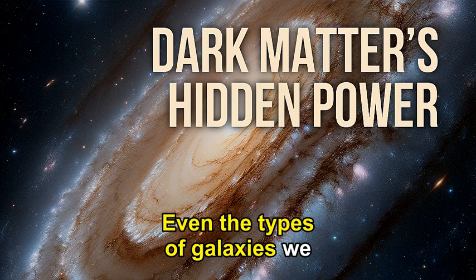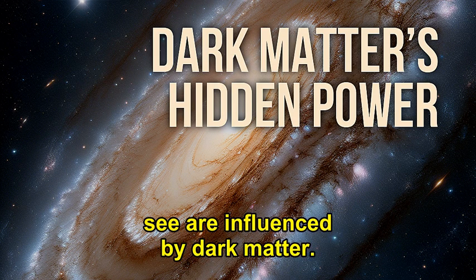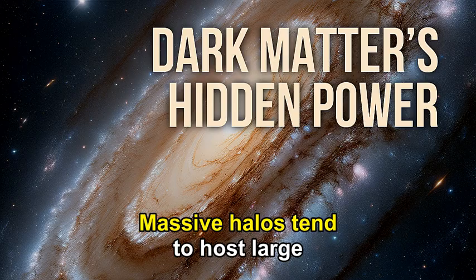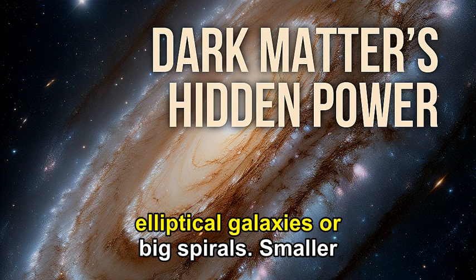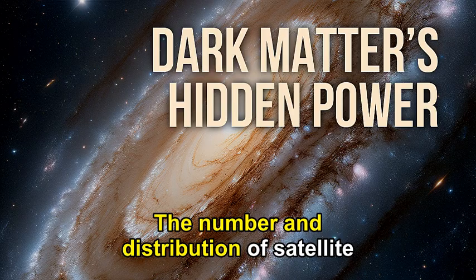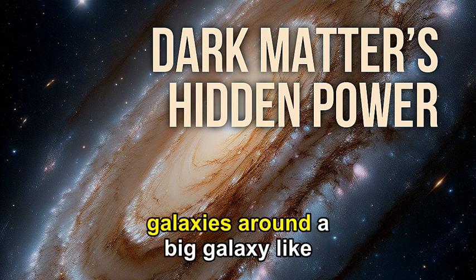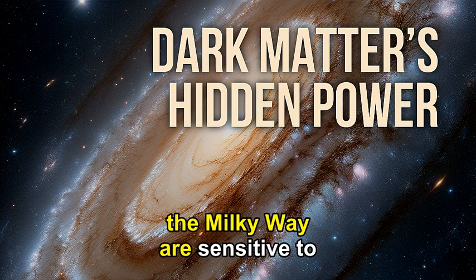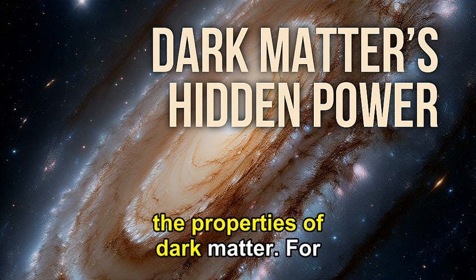Even the types of galaxies we see are influenced by dark matter. Massive halos tend to host large elliptical galaxies or big spirals. Smaller halos tend to host dwarf galaxies. The number and distribution of satellite galaxies around a big galaxy like the Milky Way are sensitive to the properties of dark matter.